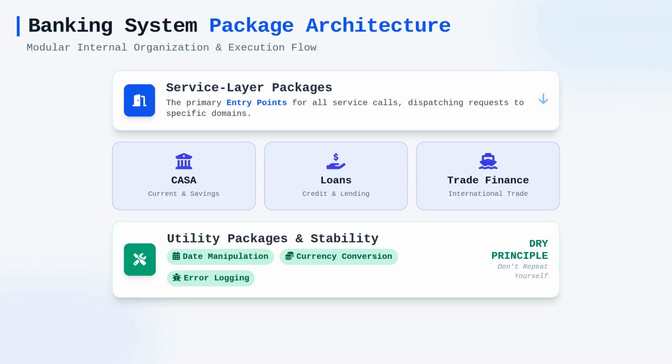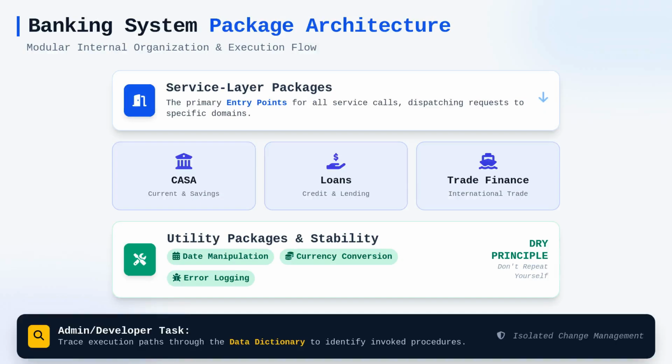The architecture relies heavily on packages that act as entry points for service calls, often referred to as service layer packages, which then dispatch requests to domain-specific packages. This hierarchical structure allows the system to achieve a level of stability where a change in a specific calculation rule, such as an amendment to withholding tax logic, can be isolated within one package without destabilizing the entire banking engine.